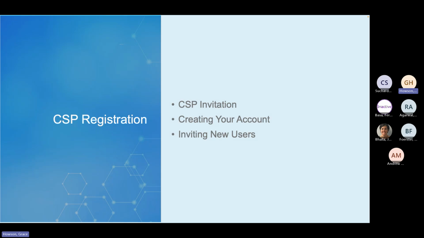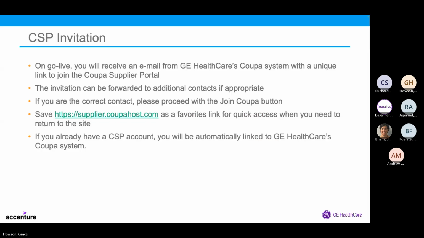Let's go over the registration process for the CSP. When GE Healthcare goes live with Coupa, you will receive an email to the email address you provided on your registration form. When you open that email, you will see a button that says Join Coupa. When you click on this button, you'll be automatically redirected to create your CSP account.